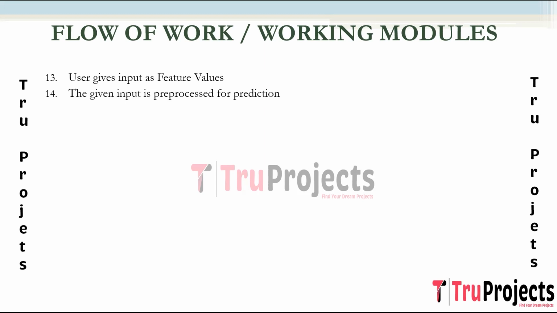The next step is the given input is pre-processed for prediction. Pre-processing steps such as label encoding and feature transformation are applied to the user input to ensure compatibility with the trained model. The next step is the trained model is used for prediction. The pre-processed input data is fed into the trained machine learning model to generate predictions.